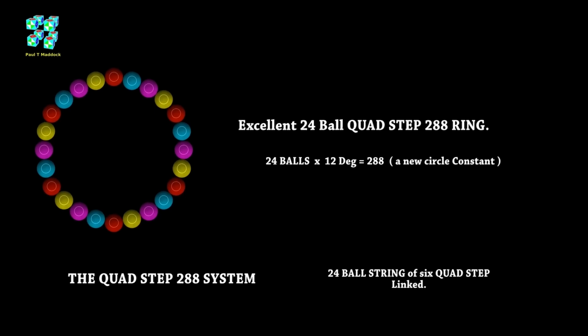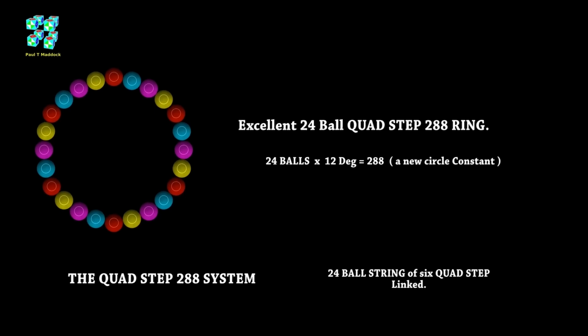One more thing: if you divide the number of balls, for example 24, into 288, it comes to 12 degrees. Now if we worked with the previous 360 degree system, it would have been 15 degrees. So this system gives us a new circle constant of 288.